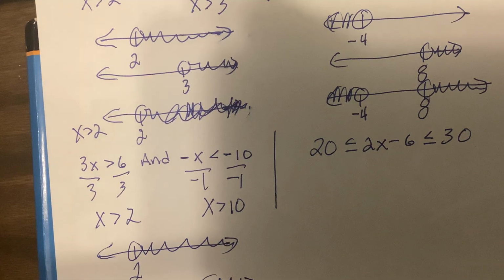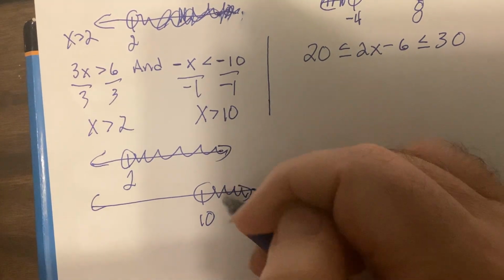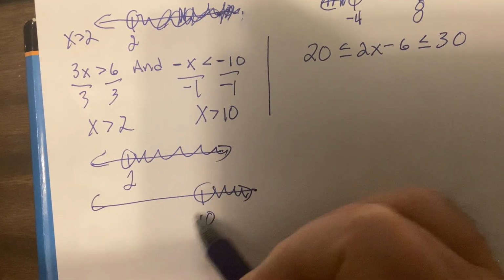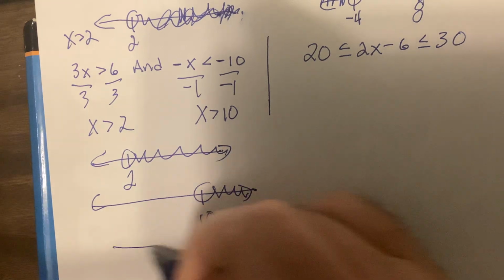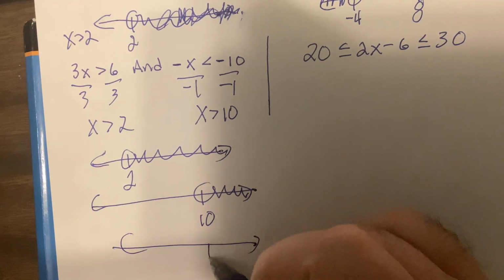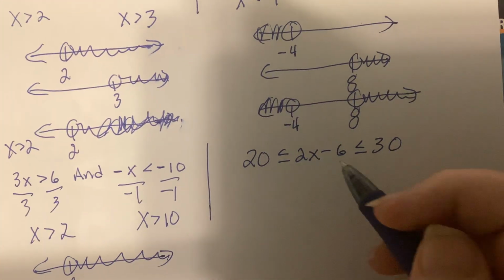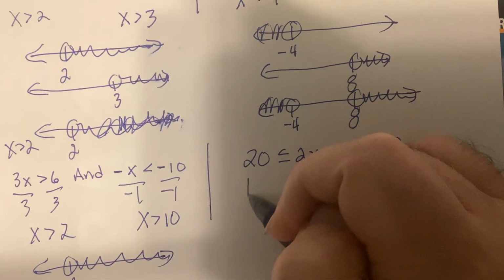So where is there shading on both? Well, everything here. Now see, if this was an OR, this is your answer. But and it has to be shaded on both. So here is your answer, bigger than 10. Whenever it's put together like this, it has to be an and.